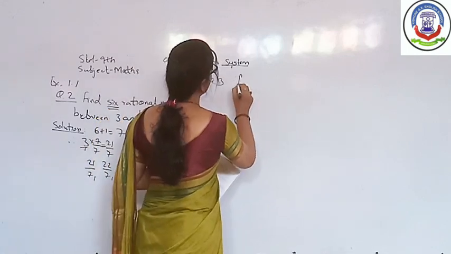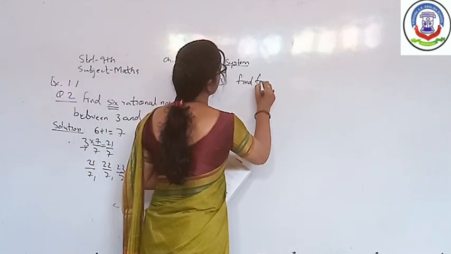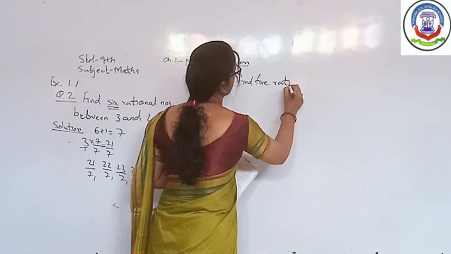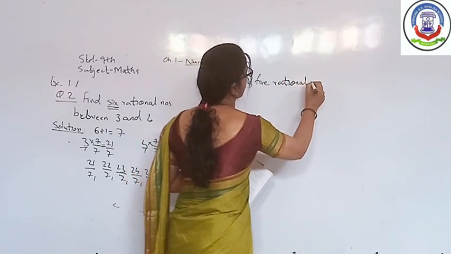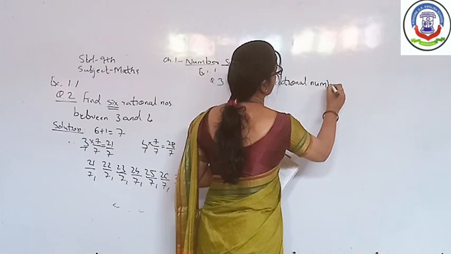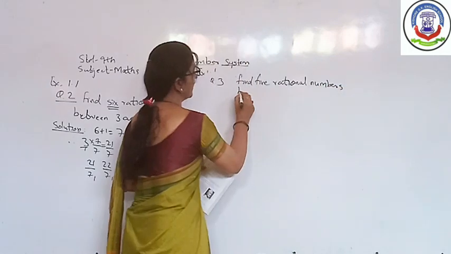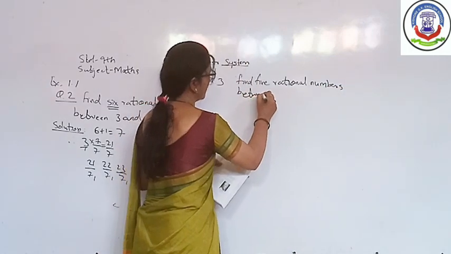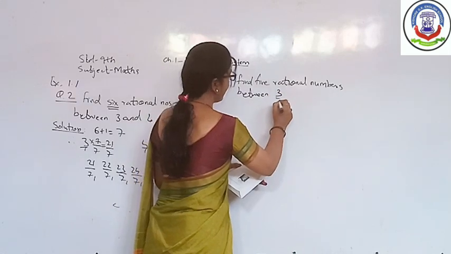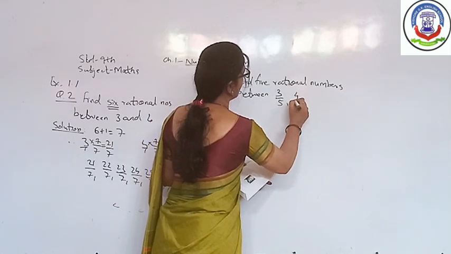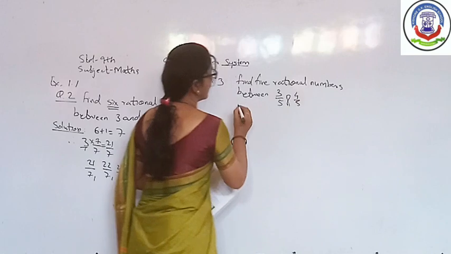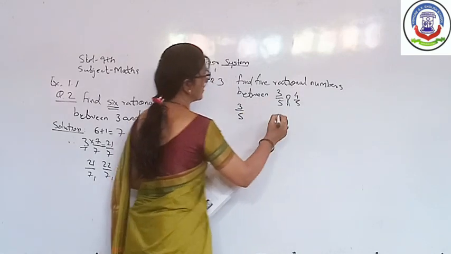Find 5 rational numbers between 3 by 5 and 4 by 5. Find both rational numbers.